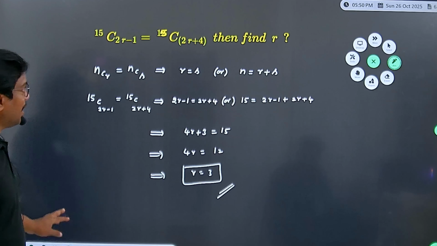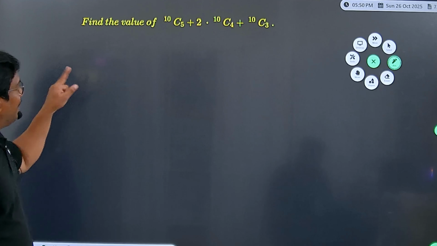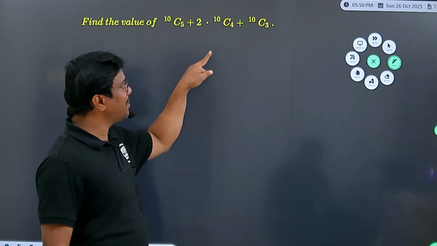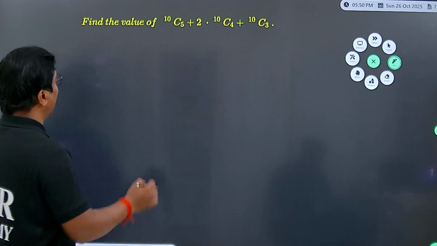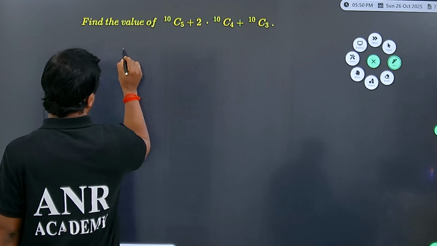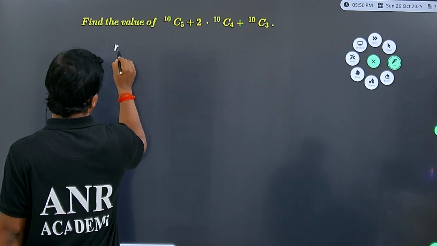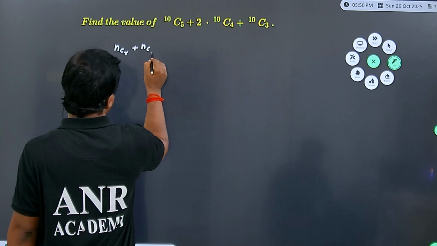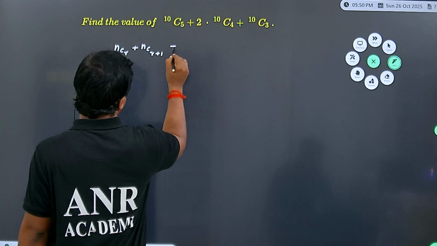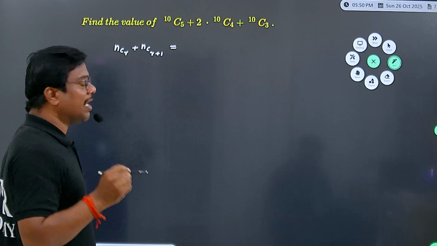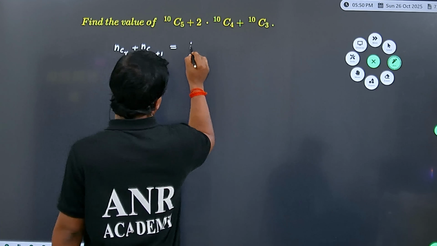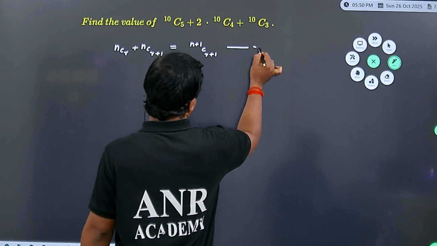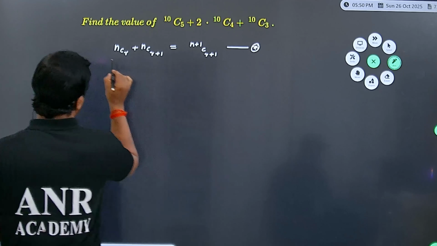Yes, let us move to the next one. Find the value of 10C5 plus 2 times 10C4 plus 10C3. Here to solve this I am going to use this property: the sum of two successive binomial coefficients nCr plus nCr+1 is written as n+1Cr+1. This property I am going to use.